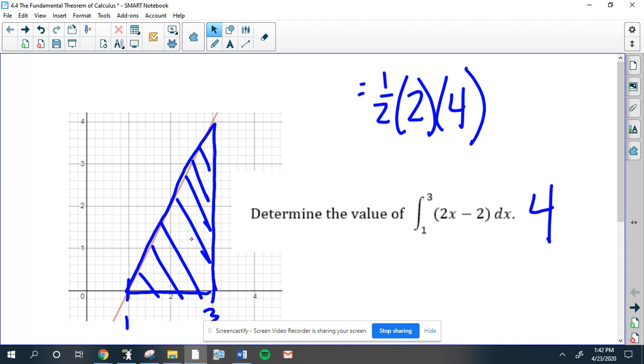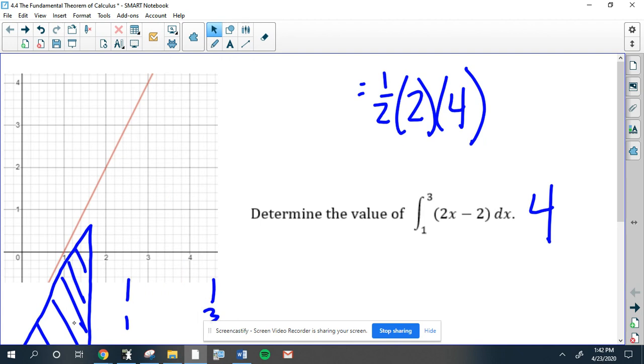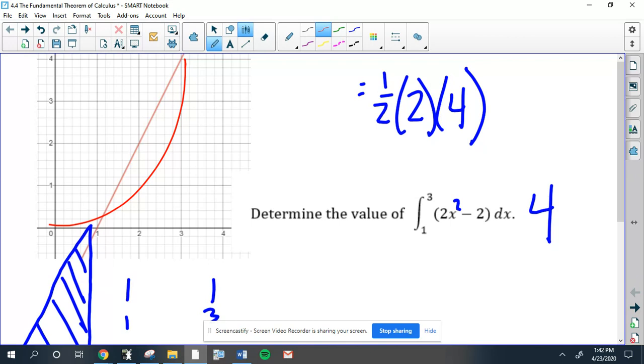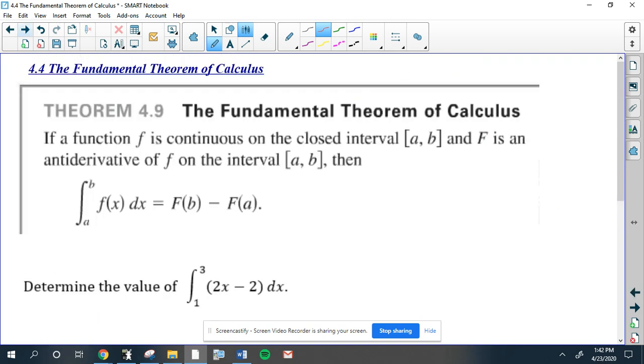The problem is this. What if, say, this was 2x squared? Now we have a parabola. It's going to look more like this, and we're not going to be able to figure out the area underneath the curved line. We have no geometric formula for that. So that's where the fundamental theorem of calculus comes in.